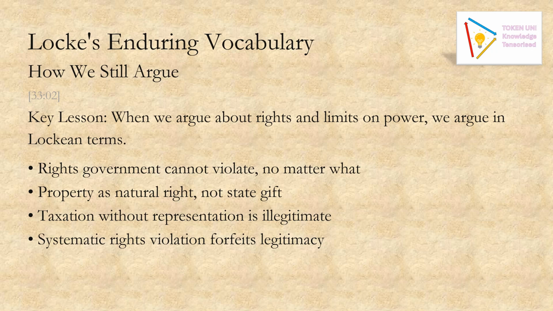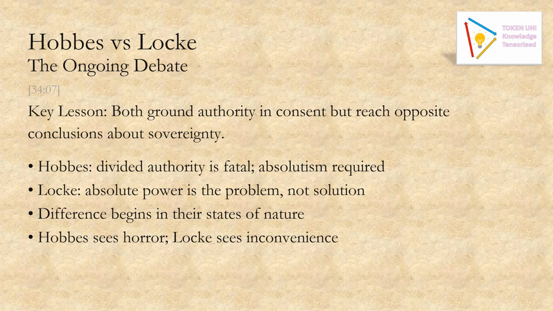Locke and Hobbes. Let us step back and compare. Both begin with the state of nature and the social contract. Both ground political authority in consent rather than divine right. Both are responding to the religious conflicts that had torn England apart. Both are trying to answer the question, on what basis can one person legitimately command another?